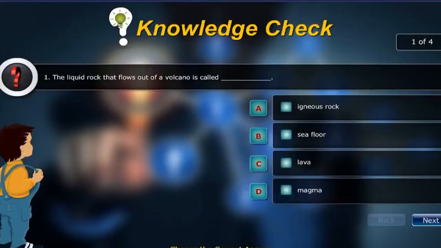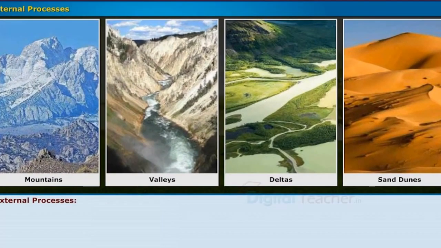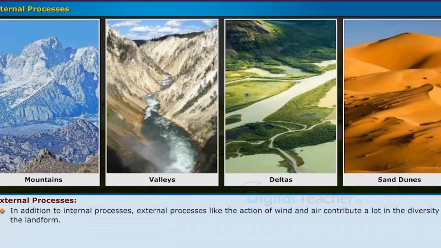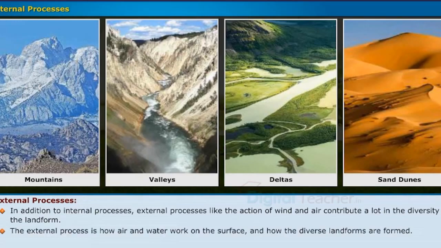Now, let us look at the external processes in detail. In addition to internal processes, external processes like the action of wind and air contribute a lot in the diversity of the landform. The external process is how air and water work on the surface and how the diverse landforms are formed.